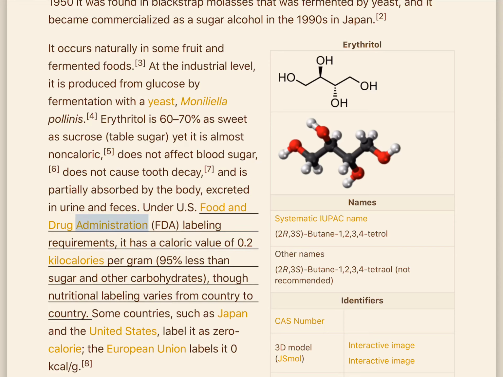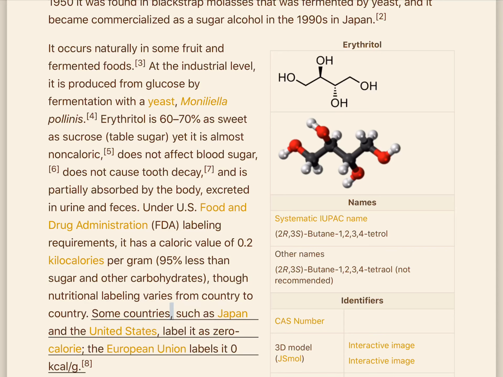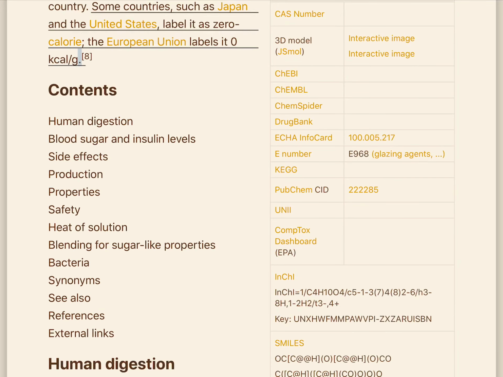Under U.S. Food and Drug Administration (FDA) labeling requirements, it has a caloric value of 0.2 kilocalories per gram, 95% less than sugar and other carbohydrates, though nutritional labeling varies from country to country. Some countries, such as Japan and the United States, label it as 0 calorie. The European Union labels it 0 kilocalorie per gram. Contents: human digestion, blood sugar and insulin levels, side effects, production, properties, safety, heat of solution, blending for sugar-like properties, bacteria, synonyms, see also, references, external links.